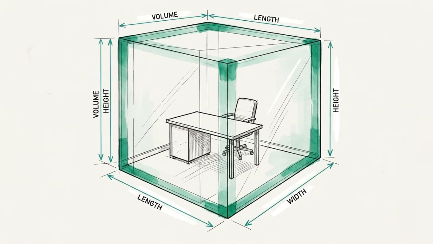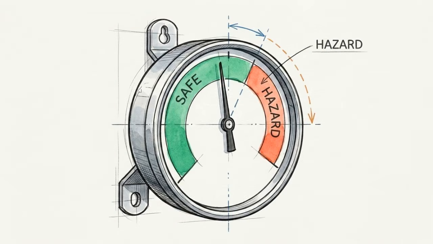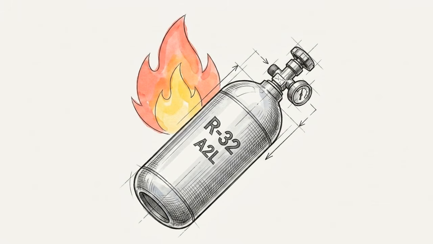The total releasable charge must be calculated against the volume of the smallest affected occupied space to ensure leak concentrations remain below toxic or oxygen-depleting thresholds. When utilizing lower global warming potential A2L refrigerants, like R32, the mild flammability introduces code-mandated mitigations.